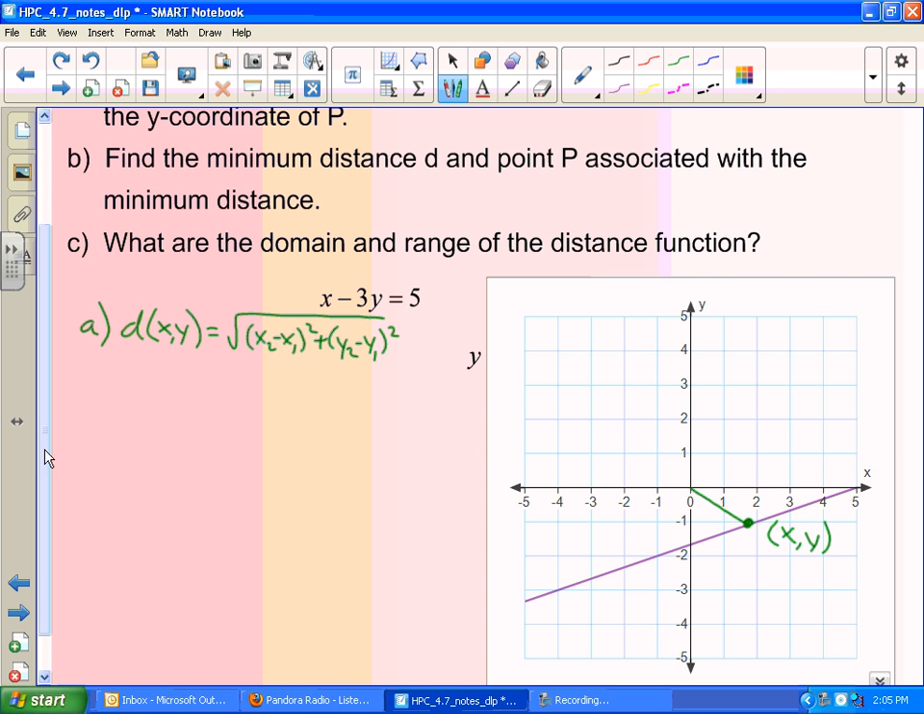Well, let's simplify this just a little bit more. If we're using 0, 0, the distance of x, y can now become the square root of x minus 0 squared, or x squared, plus y minus 0 squared, or y squared. Because we're referring to the origin 0, 0 as my x1 and y1. So we replace x1 and y1 with 0, and we get that. Is everybody okay so far? Am I going too fast? Just slow me down.